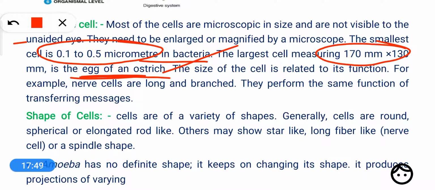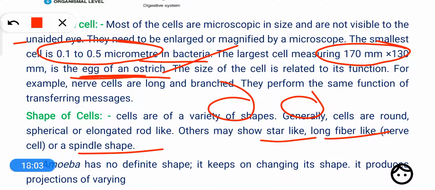Now if we talk about the shape of the cell, shapes are also different. For example, the shape may be star-like, long fiber-like, tube-like, rod-like, circular, rounded, egg-shaped, even cable-shaped or fiber-shaped cells are there, right? So there are different shapes of cells in different organisms and in the same organism also. But dear students, something conceptual that we need to know is that there is always a relation between the shape of the cell and the function of the cell.